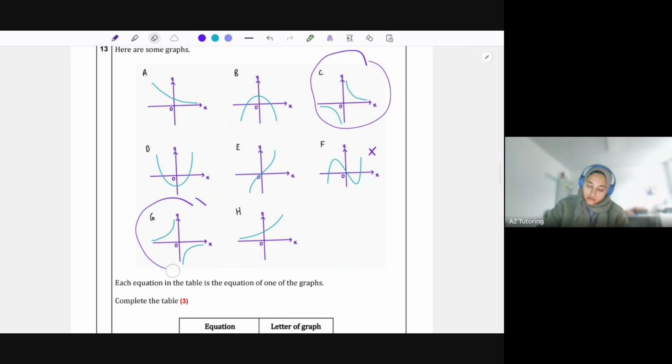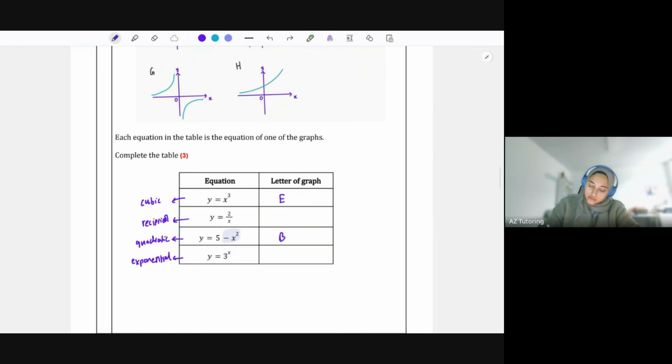However, because it's not negative, it would just be C in that case. So they've confused you there. That's why they put two different ones. If it's a positive reciprocal graph, they would be on them two quadrants. And if it was negative, it would be in these two quadrants here. So that is just C.